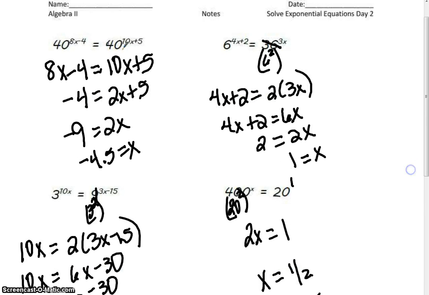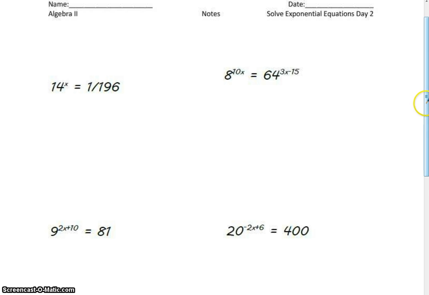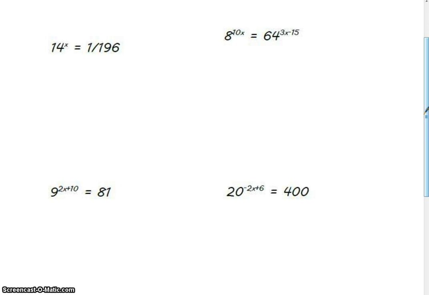Moving to the back. We have 14 and we have 1 over 196. Take your 14, square it. Sure enough, that's 196. It's on the bottom, so it's negative. So 1 over 196 is the same thing as saying 14 to the negative 2. So your equation is x equals negative 2. X is by itself, and you are finished.